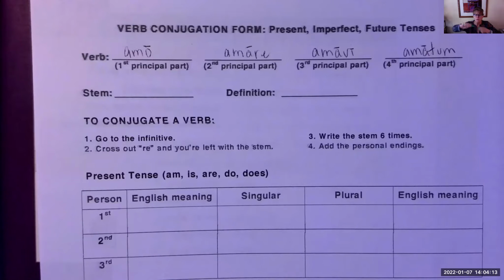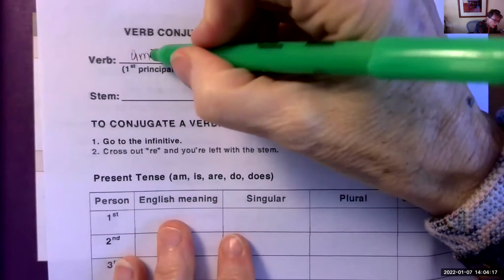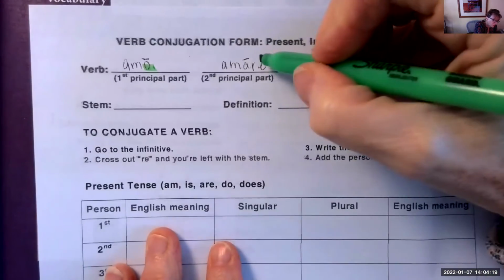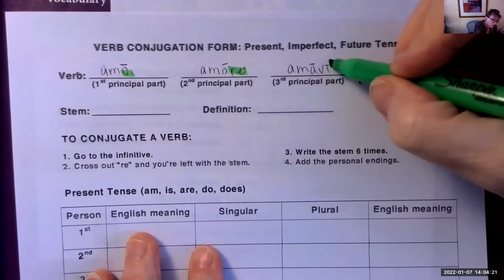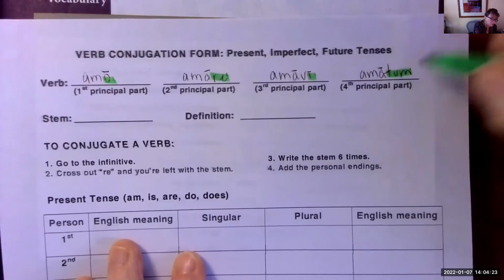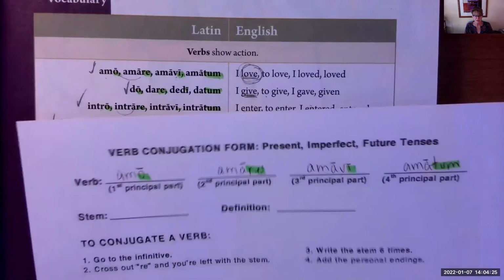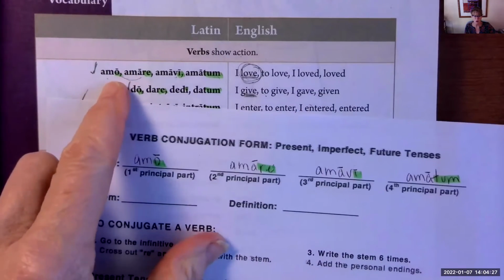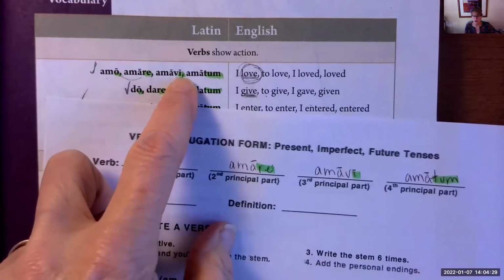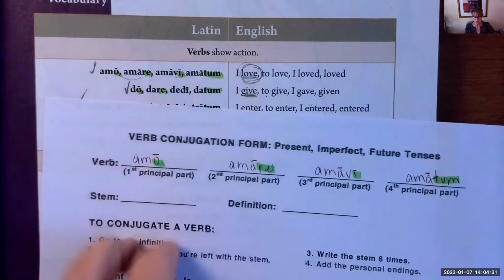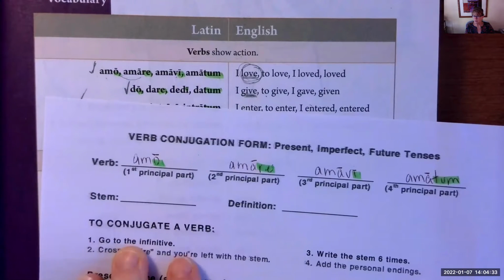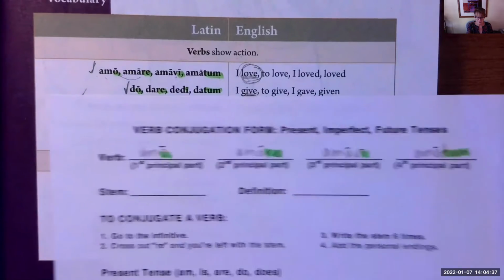So all my verbs are green. I'm going to take this green highlighter and I'm going to highlight the endings: O, RE, I, and TUM, because those are the endings. And then in my book, O, RE, I, TUM. I want students with their eyes to see the difference between the stem and the ending.